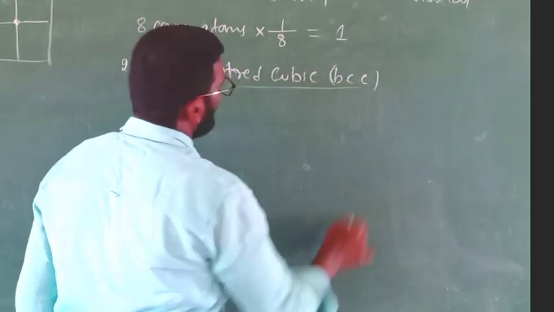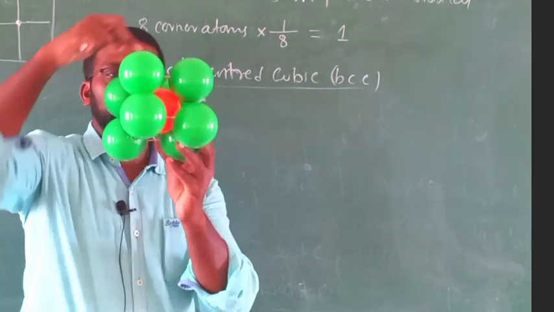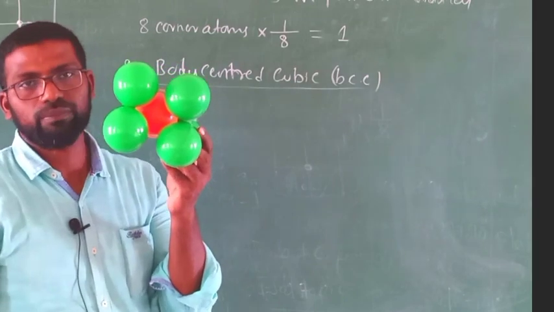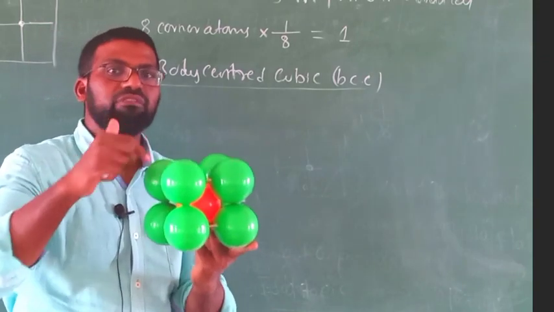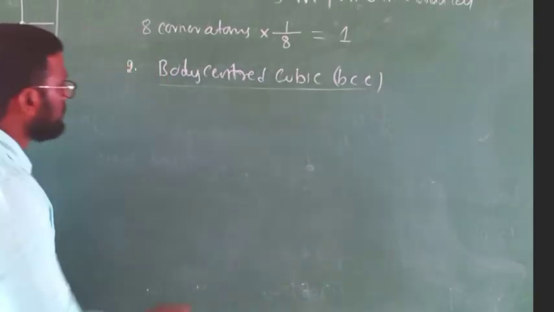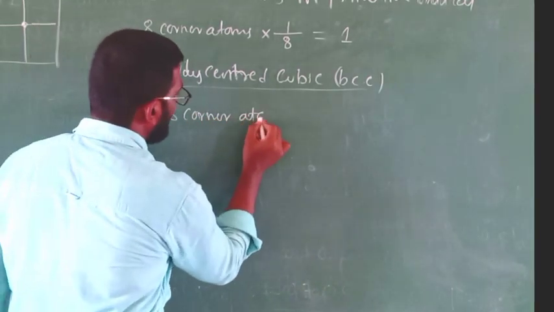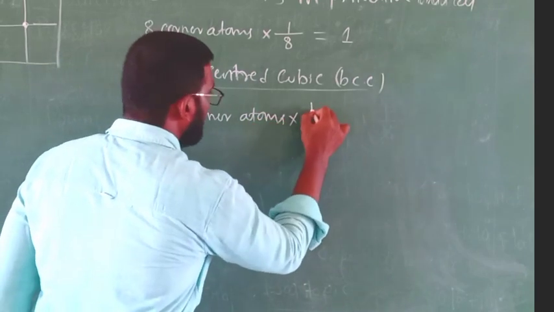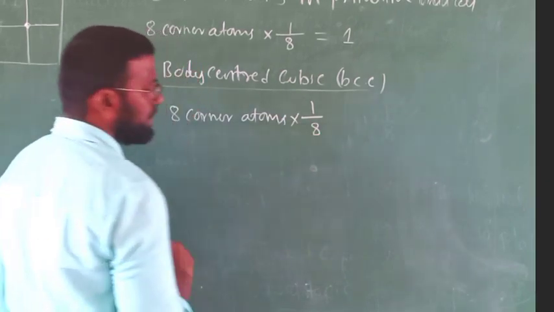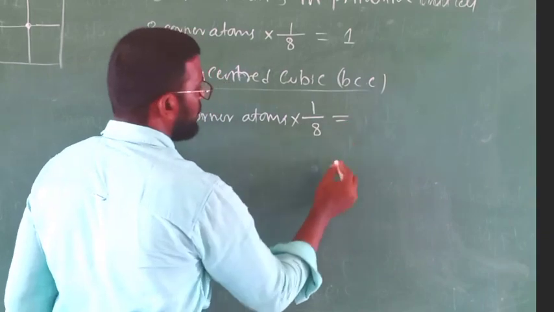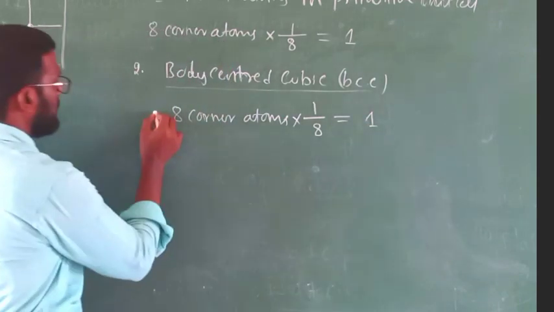We know there are 8 corner particles in body-centered cubic and 1 particle at the center of the body. Just now we discussed that these 8 corner particles are in contact with some other unit cells. So 8 corner atoms into 1 by 8, since each corner atom is shared by 8 unit cells. The 8 gets cancelled and we get 1. This is step number 1.